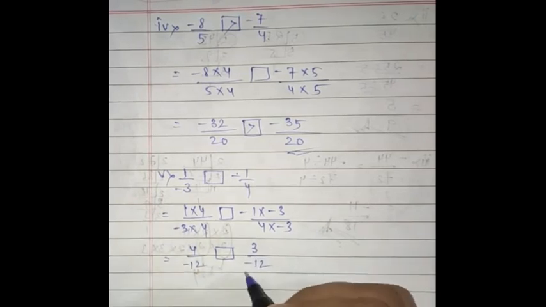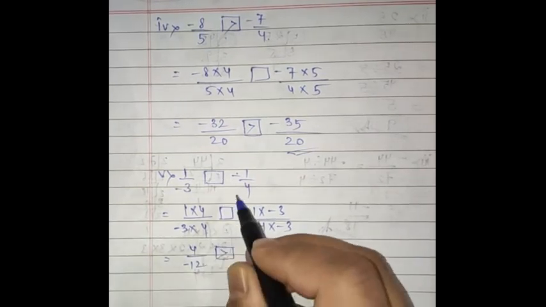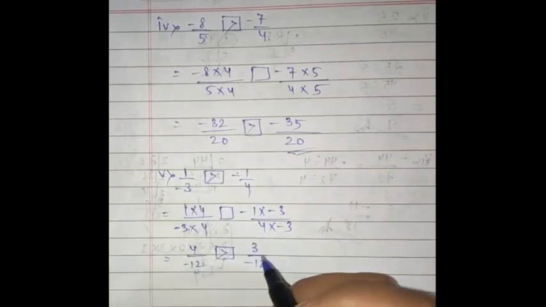So now the denominators have become equal. Now you have to choose between these two which one is greater. Of course 4 is greater, so 1 by minus 3 is greater than minus 1 by 4. Okay.